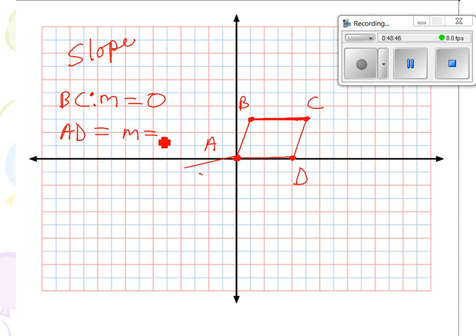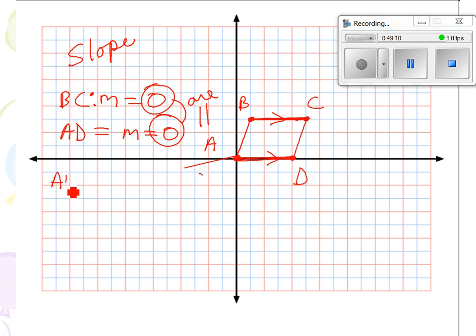Well, what do you know about the slope of AD? It's the same. So what is it? 0. So we know those two are parallel. Now, does that tell us it's a parallelogram? No, it tells us these two are parallel. What else do you have to do? You gotta do the other two sides. Find the slope of the other two sides.